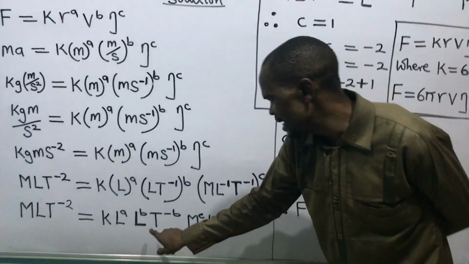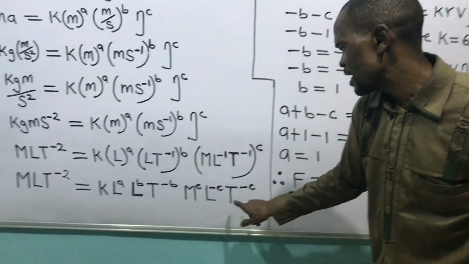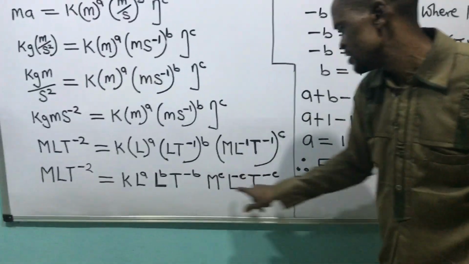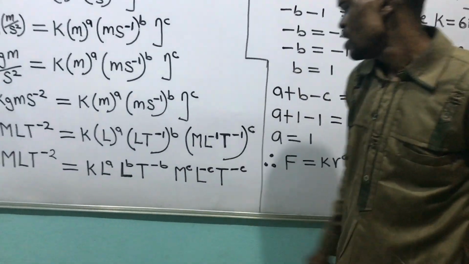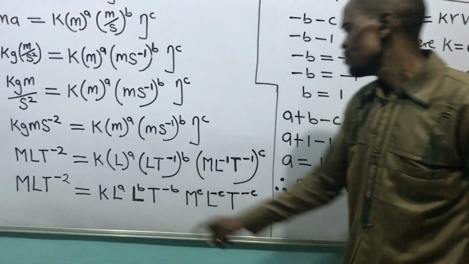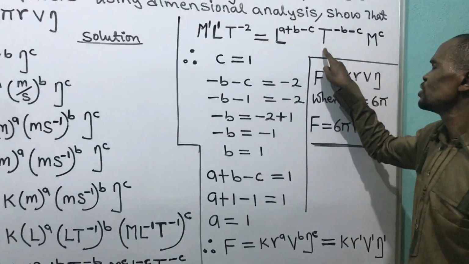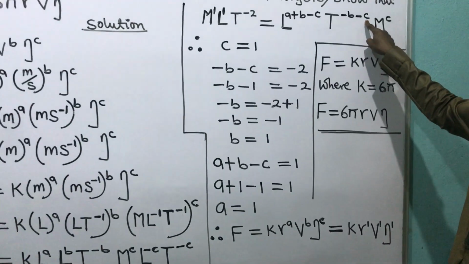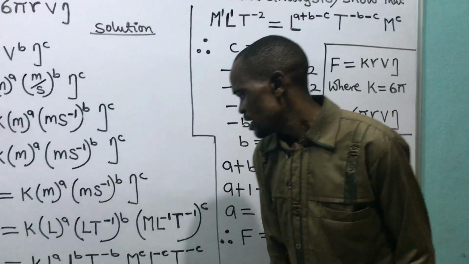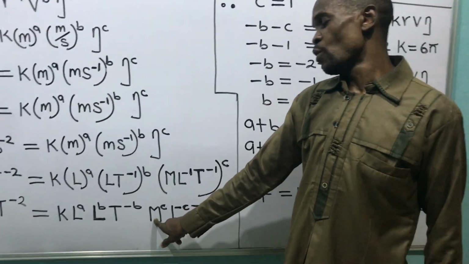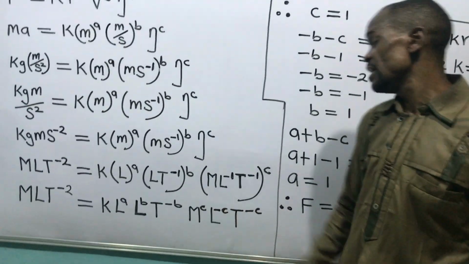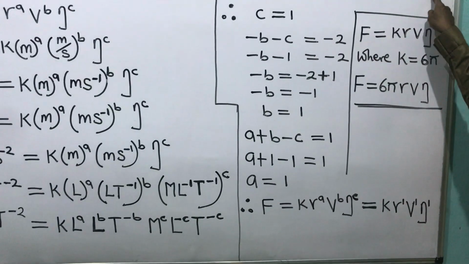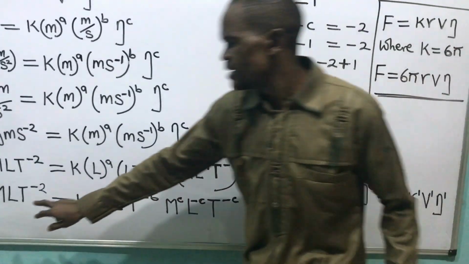We now see that capital T and capital T here are the same base, and they are multiplying themselves. I will add their powers, and adding their powers, I will have capital T raised to power minus B minus C. Then we'll come down here again. Capital M is the only one here, which is capital M raised to power C. That's it here.